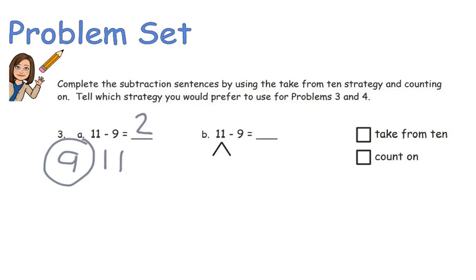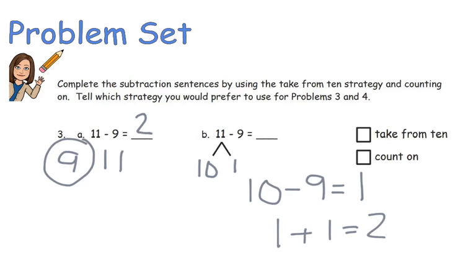Now we're going to use letter B, and we're going to find our group of 10. So let's see, 11 is 10, 1. Oh, just like when we're doing our say 10 counting way. 10, 1 is 11. So we're going to do 10 minus 9 equals 1. 1 plus 1 equals 2.